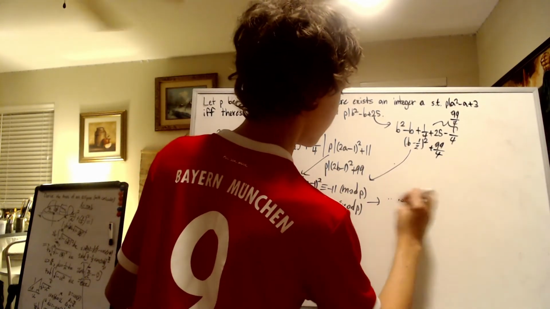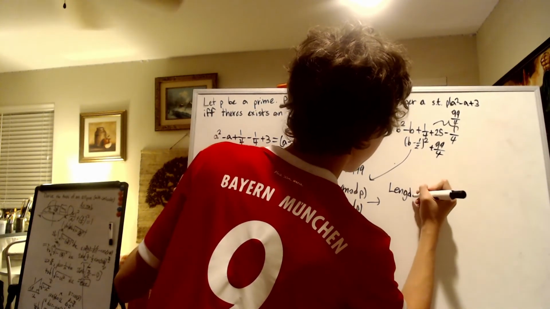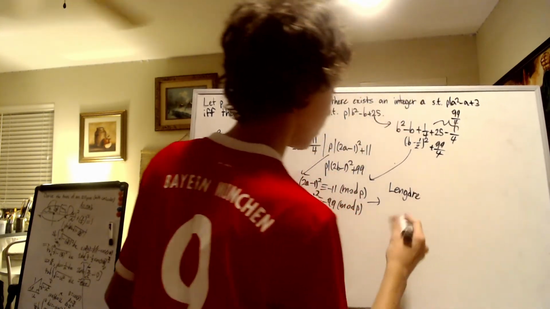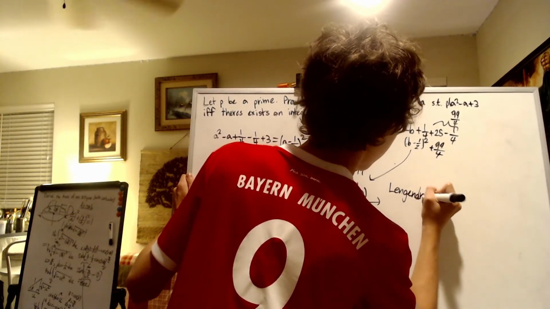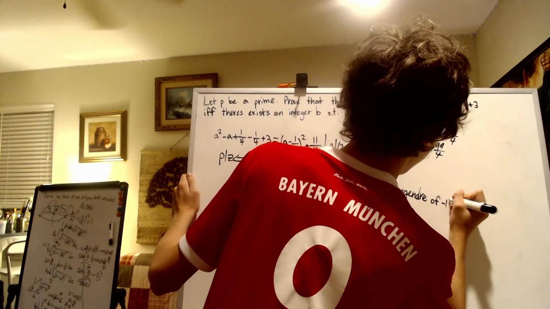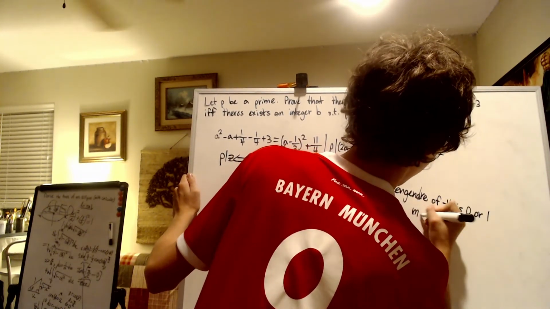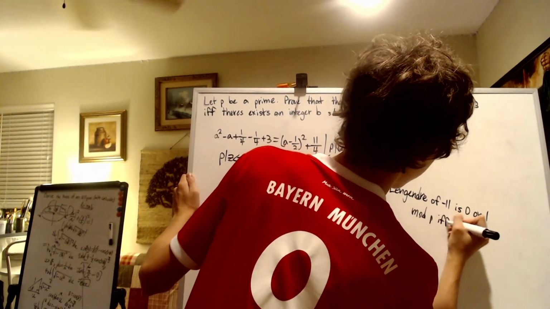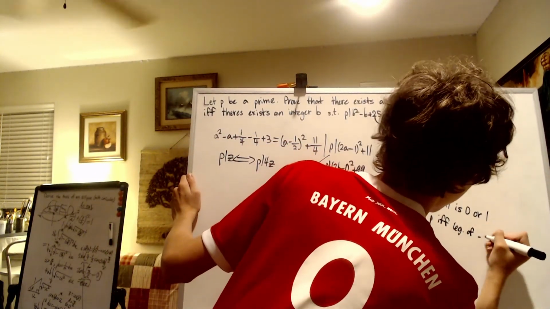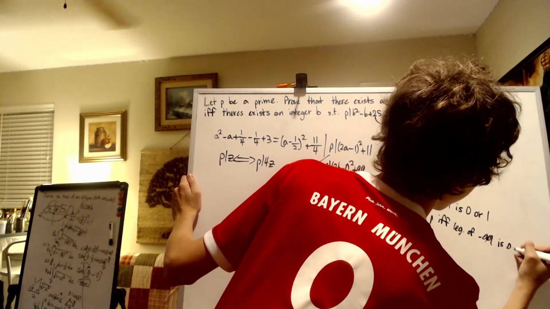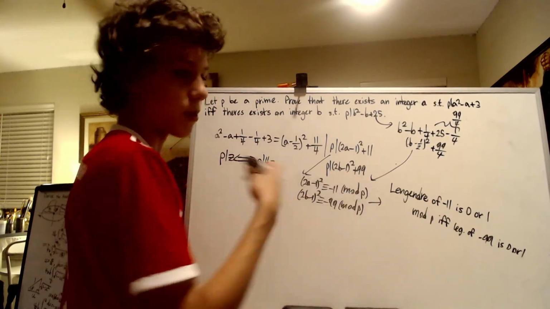or, I guess another way of doing this is Legendre. I misspelled that brutally. Legendre of −11 is 0 or 1 mod p, if and only if Legendre, I'll just abbreviate it with leg, of −99 is 0 or 1. And to explain that, that's just another way of rewording what I just said.